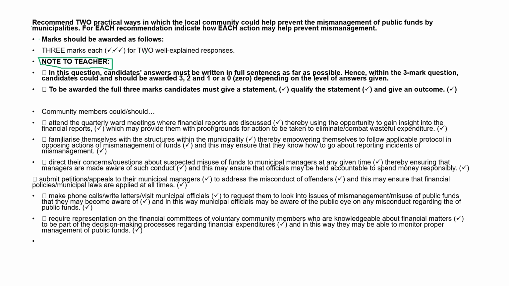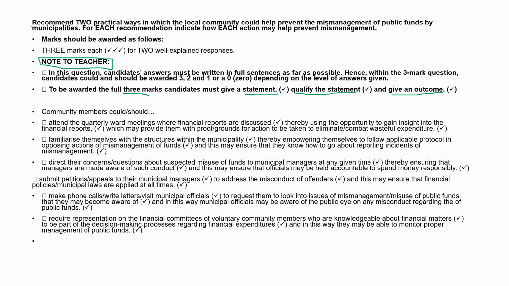To be awarded the full three marks, the candidate must give a statement. Remember, I said something about a statement in the previous slide. The candidate must give a statement, which is one mark, the quality of the statement, another mark, and give an outcome of your answer, I mean to say. Now, this is all three marks.